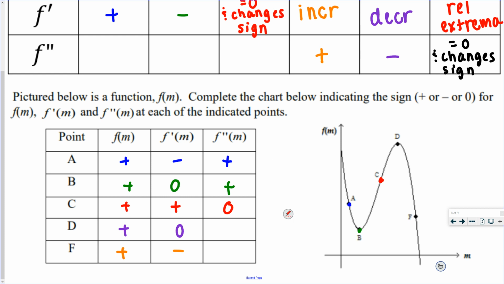All right. And then from here on out, at point D, we can see it's now a frown, so it's concave down, meaning my second derivative would be negative at both D and F.